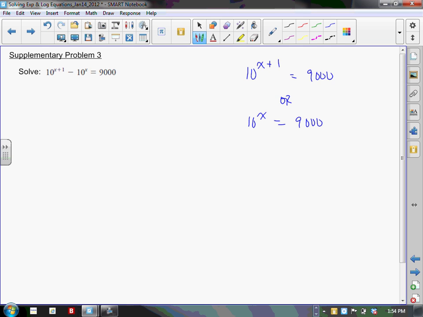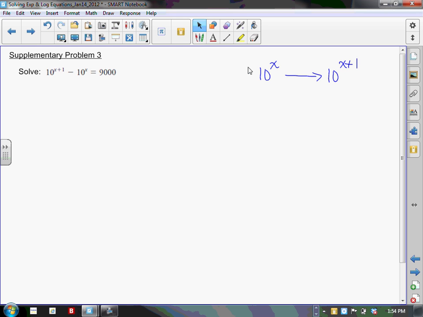So what I would have you consider is this. Think of the expression 10 to the x. What I would want you to do is to think about, how could I get from 10 to the x to 10 to the x plus 1? How do I manipulate this expression using my knowledge of exponents to arrive at a plus 1?